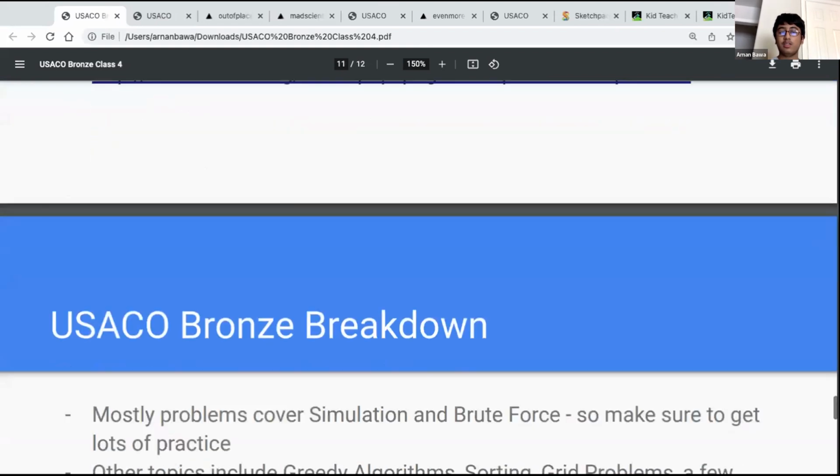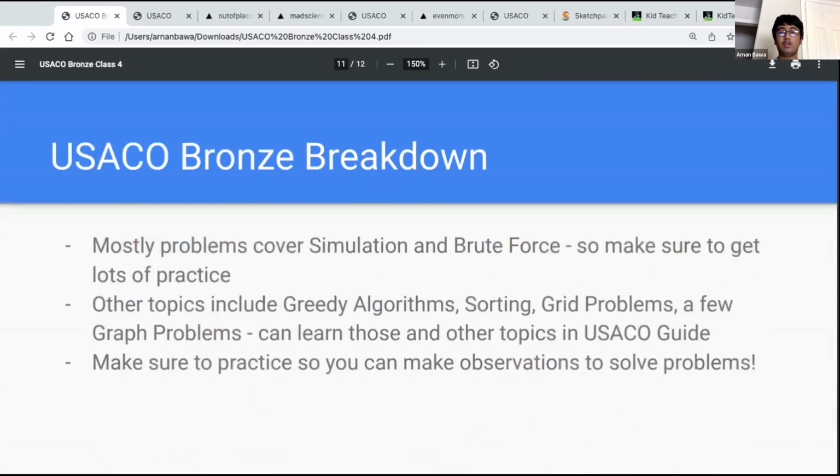I just want to go over Bronze for a little bit. Most of Bronze is actually going to be simulation and brute force. So make sure to get a lot of practice for that, because that will take some practice too. And there are some other topics too, including greedy algorithms, sorting, and grid problems. There's also a few graph problems. And while we didn't have enough time to go through that in all the classes these 4 days, you can learn those and other topics in the USACO Guide. So make sure to practice doing a lot of problems so you can prepare yourself for the contest.